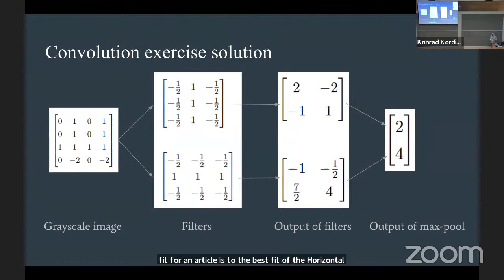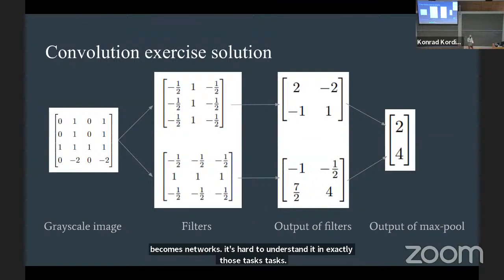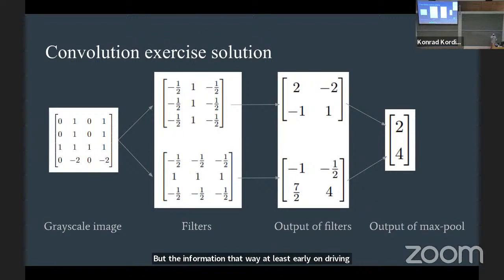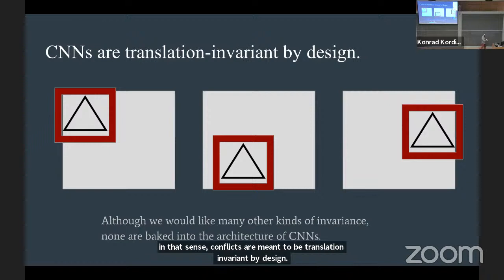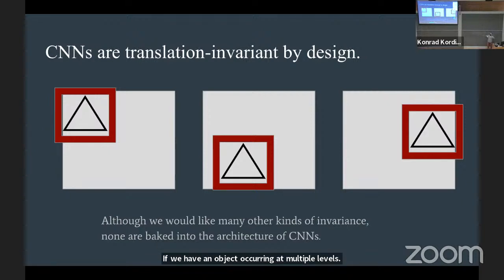So in that notion, don't get me wrong, in the way a big convnet works, it's hard to understand it in exactly those terms. But the intuition that we're at least early on driving is that we look at what's the best fit of this thing that we can find. What's the best thing of this thing that we can find? Oh, look, we find a good one of these, a good one of these. So this could be the place where the axes cross. Great. So in that sense, convnets are meant to be translation invariant by design. If we have an object occurring at multiple levels, and we have level for level of max pooling, and it fits just in the right way, so we don't have to deal with edge effects, then within that range, they're translation invariant by design.